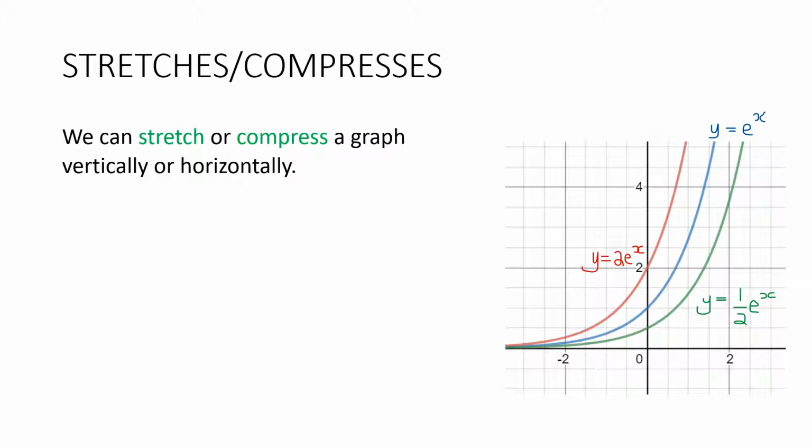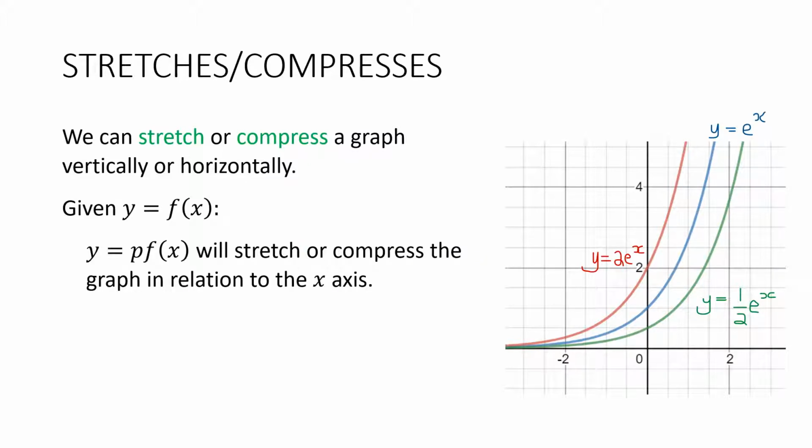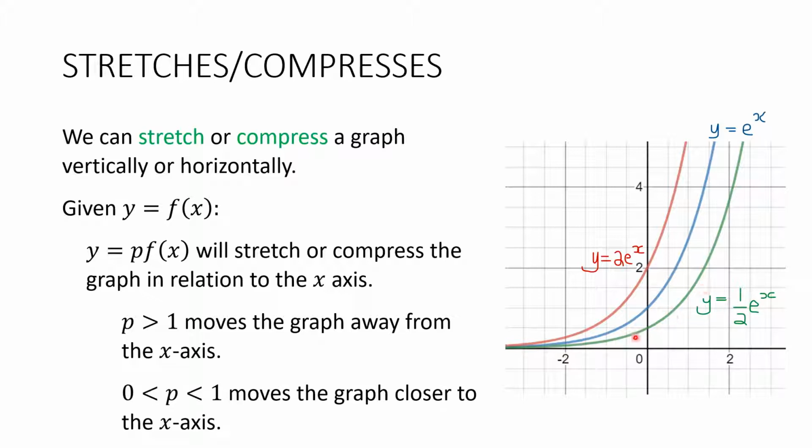Here's our second transformation. We can stretch or compress a graph vertically or horizontally. So if we're given y equals f of x, then putting a constant out the front is going to stretch or compress the graph in relation to the x-axis. Here's our base graph, y equals e to the x. If I put a number in front that is greater than 1, it's going to move the graph further away from the x-axis. If I put a number in front that is in between 0 and 1, it moves the graph closer to the x-axis. Now when you were learning this, you probably learnt that a number greater than 1 makes this steeper, and a number less than 1 will make it flatter.